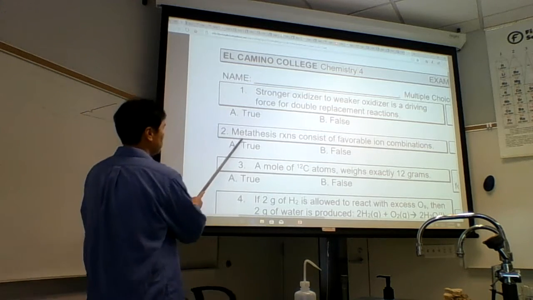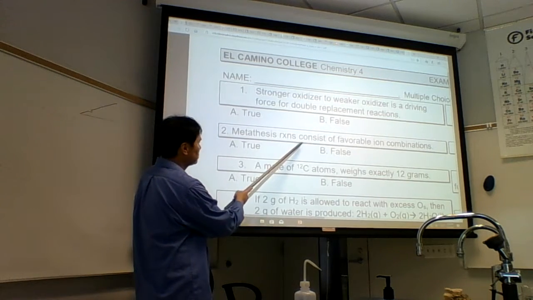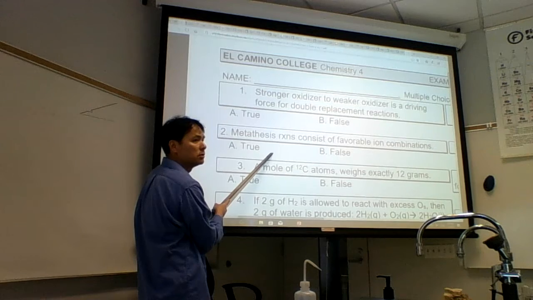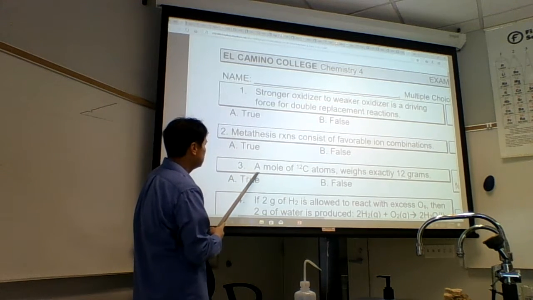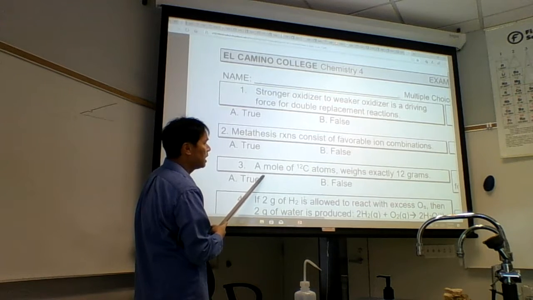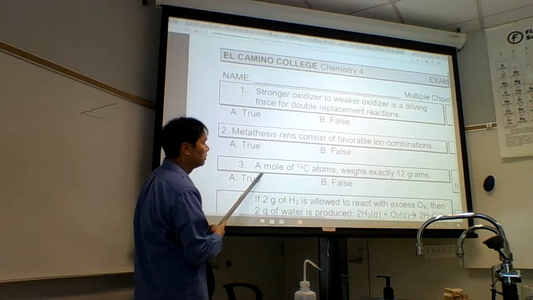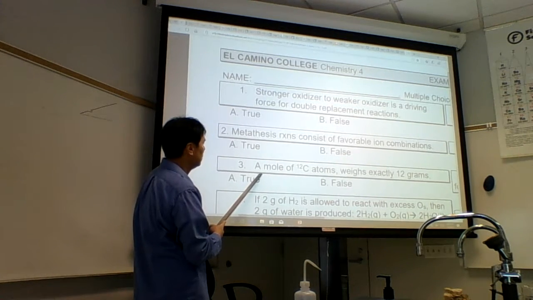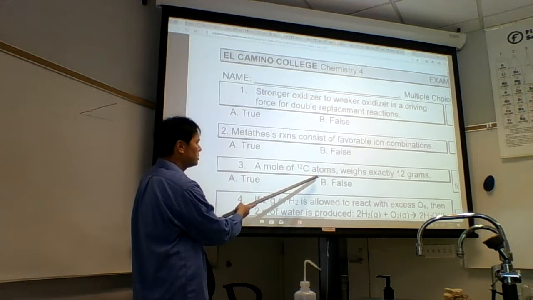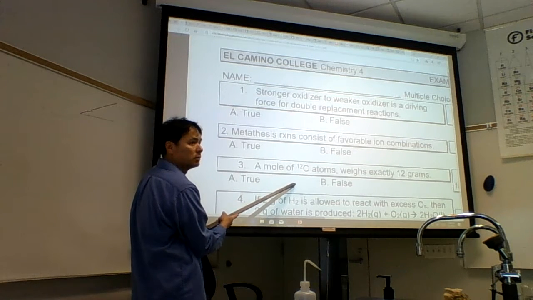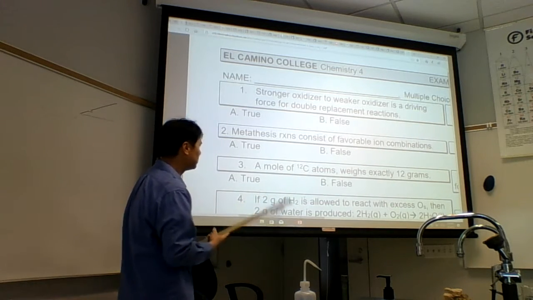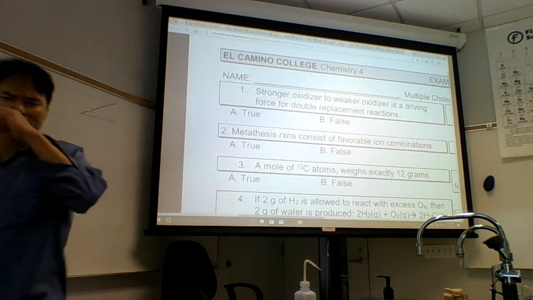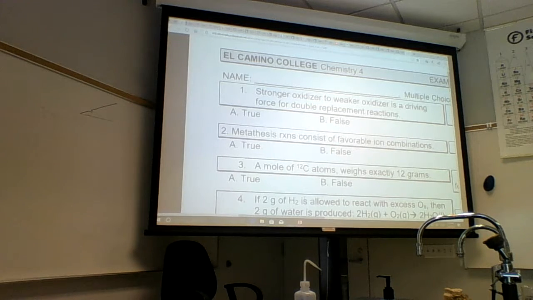Question 2 is also chapter 9. Metathesis reactions consist of favorable ion combinations. This is not chapter 9, this is an earlier chapter. I forgot what chapter it was. A mole of carbon-12 atoms weighs exactly 12 grams. Is that true or false? That's true, by definition. This was over the summer, so over the summer I mixed it up.